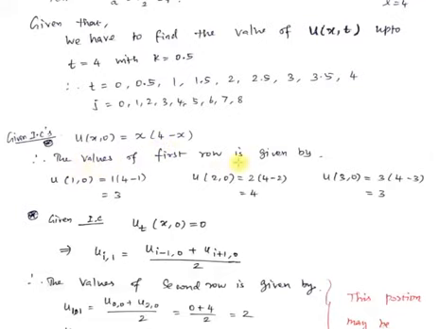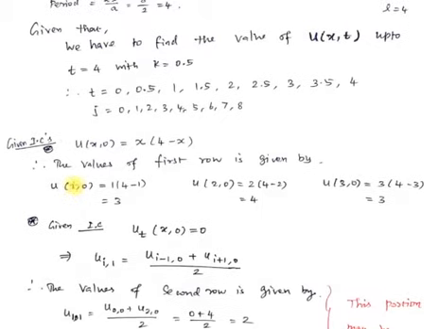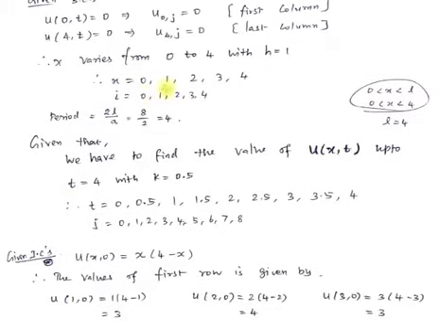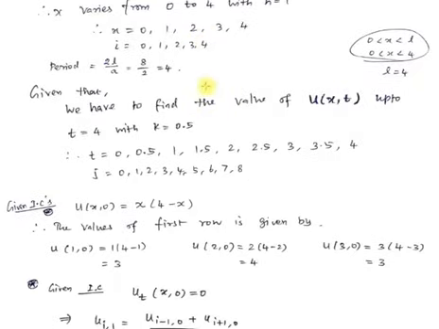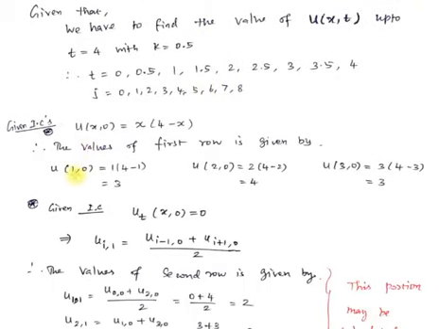Therefore, the values of the first row are given by the first column, and the last column will be 0. So 0 and 4 is 0. The remaining values are x value 1, 2, 3. So u of 1 comma 0, u of 2 comma 0, u of 3 comma 0. Put x equal to 1, we get 3. Put x equal to 2, u of 2 comma 0 equal to 4. Put x equal to 3, the answer is 3.